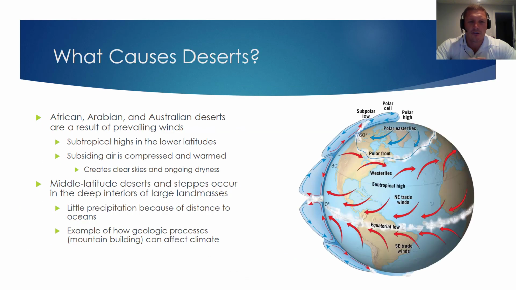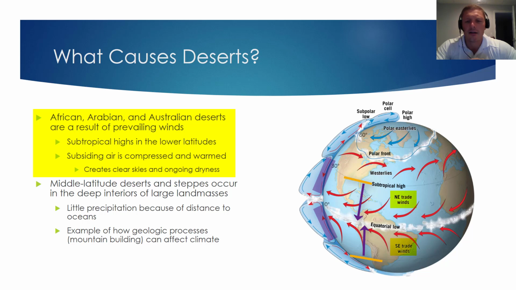So what causes deserts? Earth's major deserts are caused by prevailing winds, and I'd like to highlight two specific convection cells shown in the image on the right. These convection cells illustrate the circular motion of air and energy in our atmosphere. And if we focus on the 30-degree latitude and work our way to the equator, you'll notice that the northeast and the southeast trade winds tend to bring air from the 30-degree latitude to the equator.